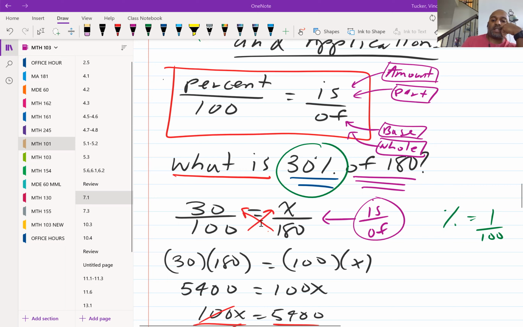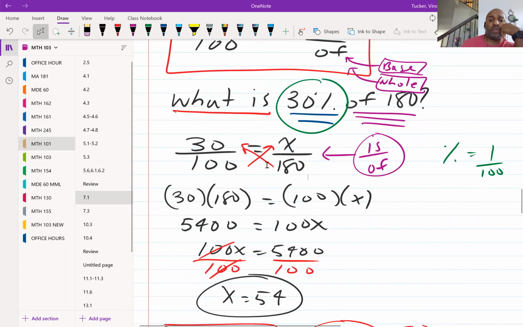So now we talked about this last class with solving proportions. Once you have your proportion set up, now we can cross multiply. That'll be 180 times 30, 100 times X, 5,400 equal to 100X, divided by 100. And X is equal to 54. All right, questions before we look at another one?